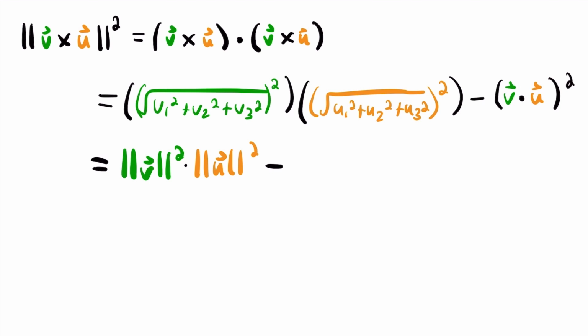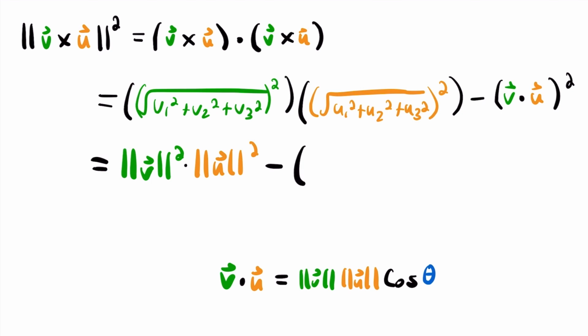But now, remember, we do have an alternate form of the dot product. It looks like this. The dot product of vector v and vector u is equal to the magnitude of vector v times the magnitude of vector u times cosine of the angle between those two vectors, right? We learned about this in our lesson on the angle between two vectors. This is the alternate form of the dot product. So let's replace the dot product of v and u with this expression and watch what happens.